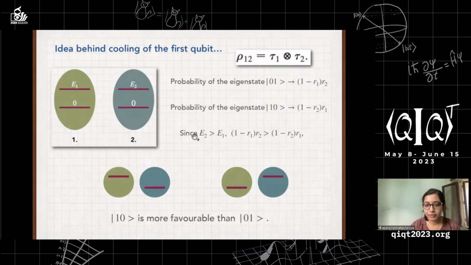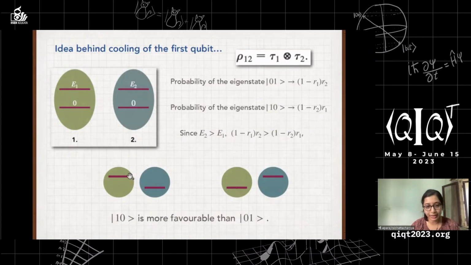Since they have considered E2 greater than E1, if we calculate these probabilities in terms of the thermal states, we get the energy relation. Using that, we will see that (1 minus R1) times R2 is greater than (1 minus R2) times R1, which implies that the 1,0 state is more favorable than the 0,1 state. So in the 1,0 state, the ground state population of the first qubit is less than the excited state population of the first qubit.